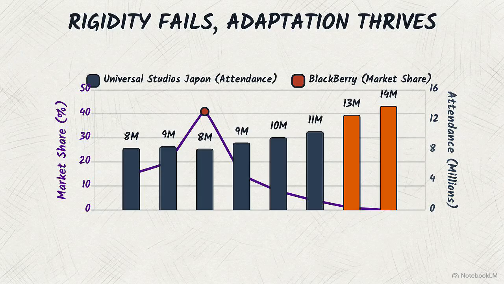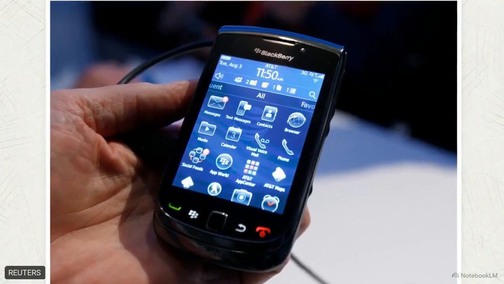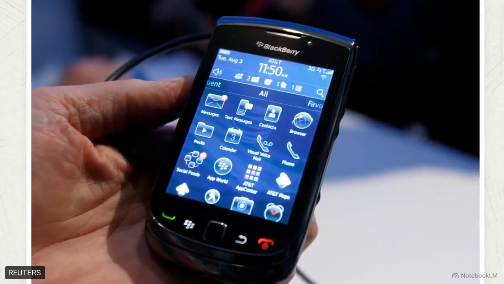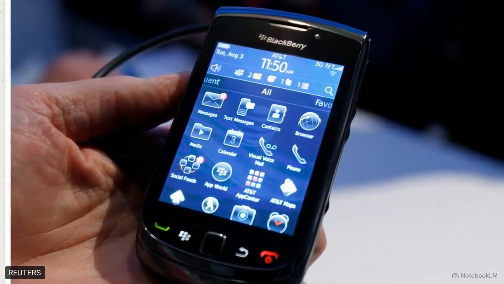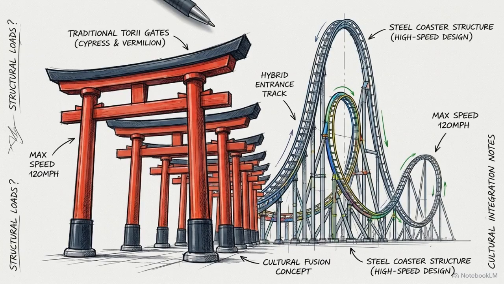BlackBerry's headquarters maintained a rigid strategy, refusing to adapt to an external market shift demanding touchscreens. By the time leadership approved a hardware pivot to this touchscreen interface, consumer behavior had permanently moved on to Apple and Samsung. Universal Studios Japan avoided this rigid trap.